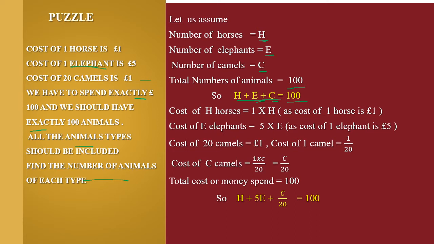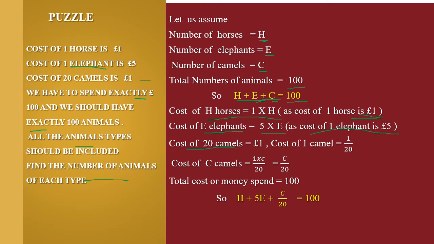Now the cost of one horse is £1. So the cost of H horses will be 1 times H. That's normal mathematics, we have to multiply H by 1. The cost of E elephants will be 5 times E because the cost of one elephant is 5. Similarly, if the cost of one chocolate is 2 rupees, then the cost of 5 chocolates will be 5 times 2, which is 10.